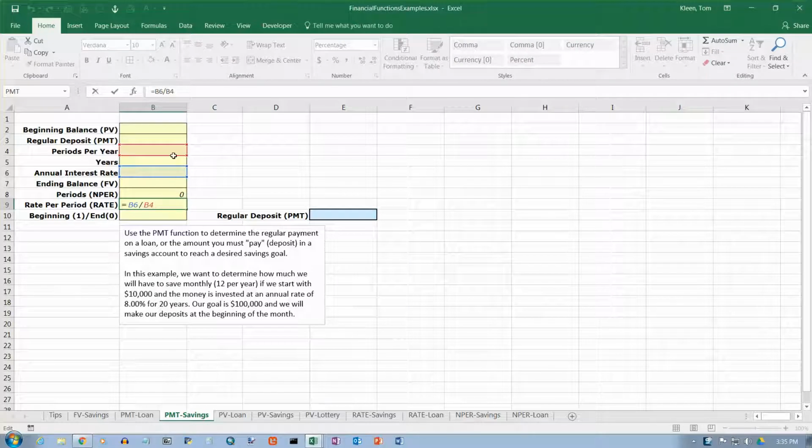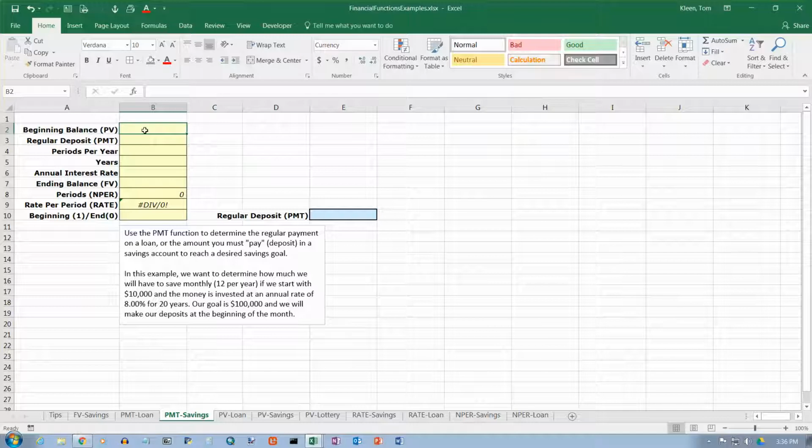Okay. So here's the problem we want to solve. We want to determine how much we will have to save monthly if we start with $10,000. So that would be your present value, 10,000, and we're trying to figure out what the payment is, so we'll just fill that in gray, and we'll put the answer over here in the blue box.